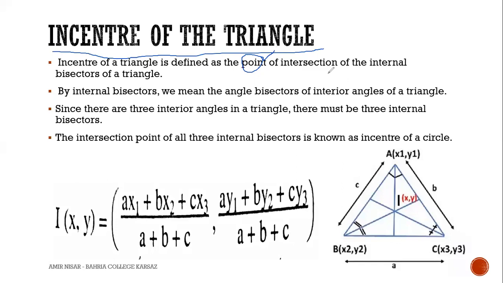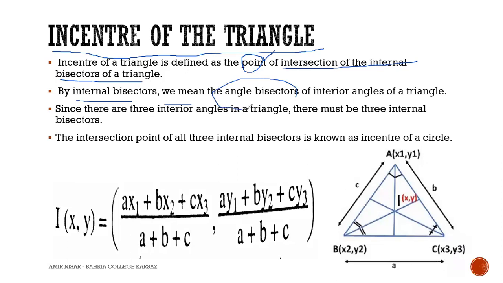Point of intersection of the internal bisector of the triangle. This is the point where internal bisectors of the triangle meet. So we can say that meeting point of the internal bisectors of the triangle. So next we are going to discuss what is the meaning of internal bisector. By internal bisector we mean that angle bisector.